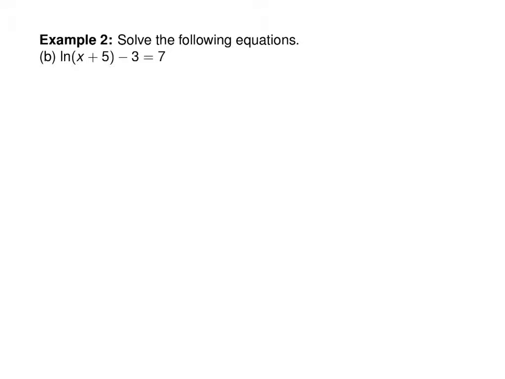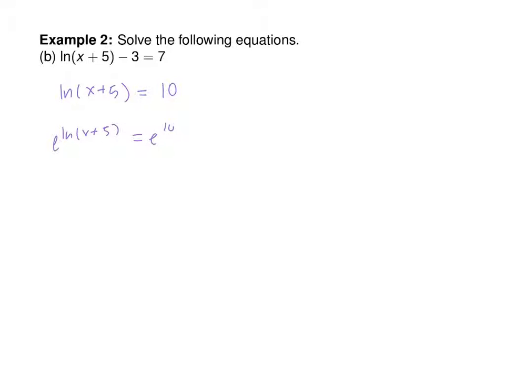Okay, this one. First thing you would do is, what do you think? Add 3. Great. What do you use to undo ln? E to the ln equals e to the 10th. You just leave it. You can't work out e to the 10th on your own, so just leave it. It's okay.